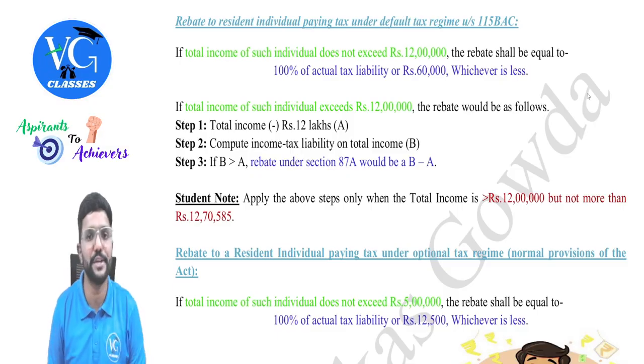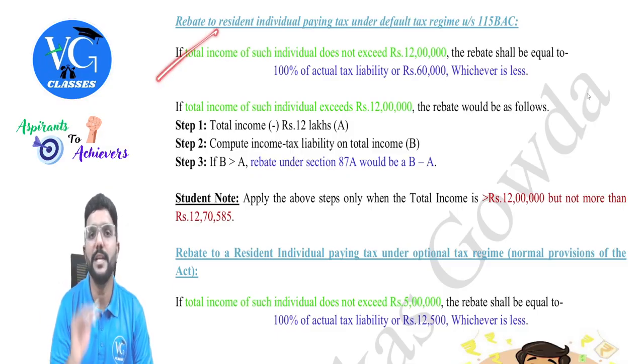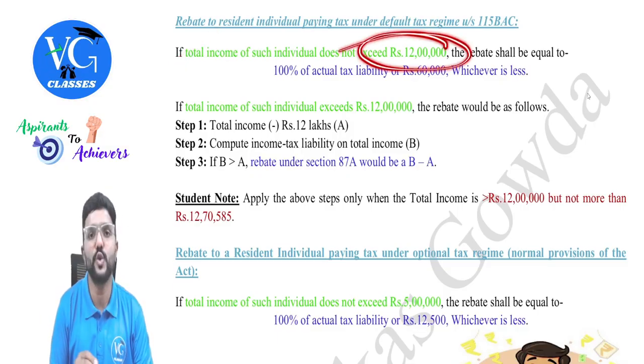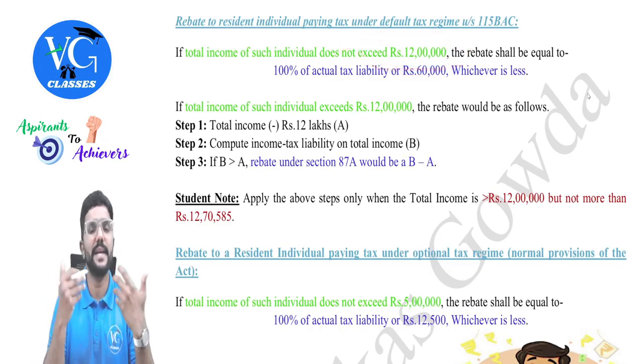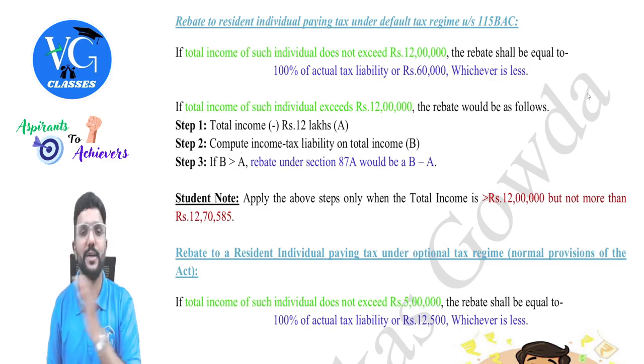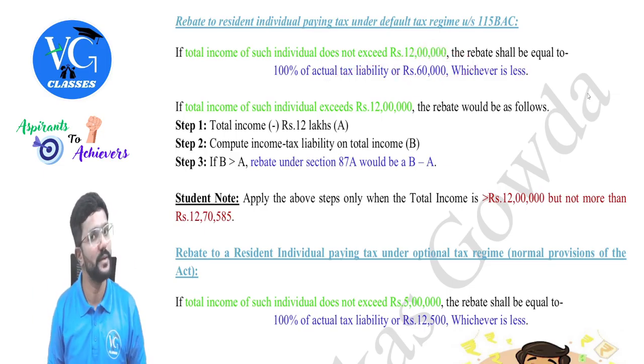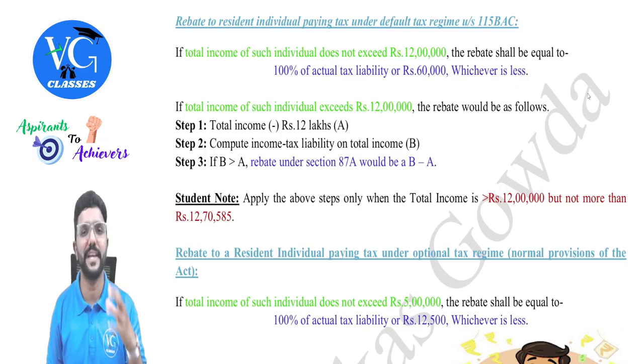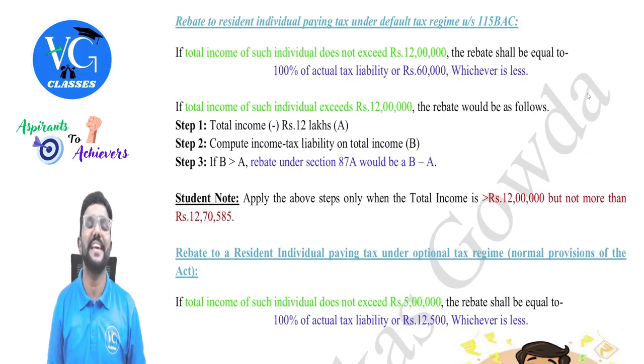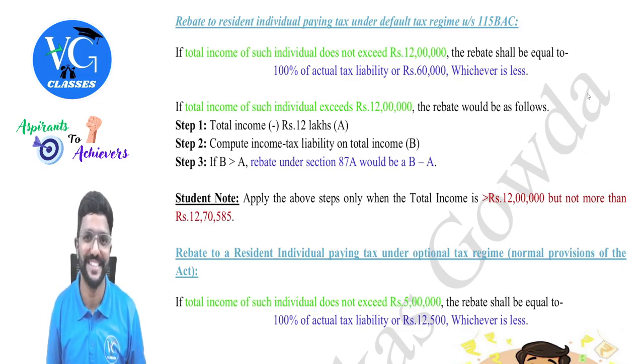First, under the default regime. Amendment. Come on, pay attention. Yes. If the total income of a resident individual is up to 12 lakh, that is 12 lakh or less, then they are eligible for a rebate of how much? Actual tax liability or 60,000, whichever is lower, means maximum 60,000. And if you are a resident individual who is earning income up to 12 lakh, then you need not pay any tax under the default regime, guys.